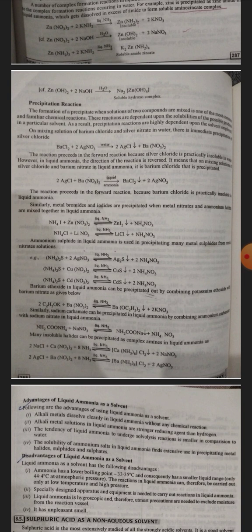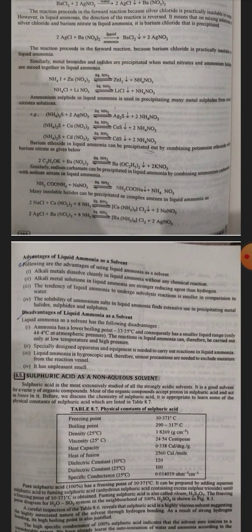Similarly, metal bromides and iodides are precipitated when metal nitrates and ammonium halides are mixed together in liquid ammonia. Ammonium sulfide in liquid ammonia is used to precipitate any metal sulfide from any nitrate solution.